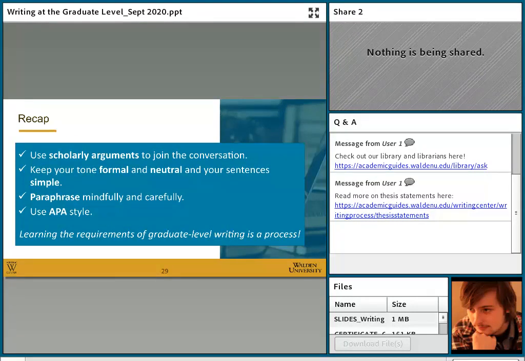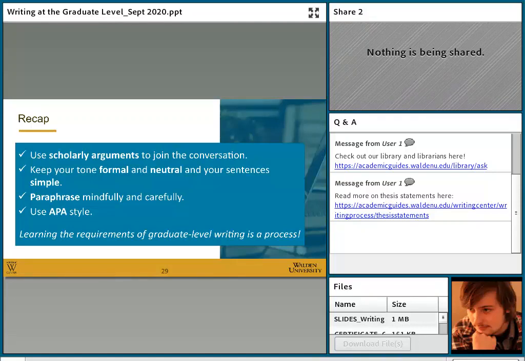To recap then, use scholarly arguments to join a conversation. This is what graduate level writing is all about, right? Use your own voice, take your own stance, and really contribute to the conversation going on around a topic area. I know this can seem daunting, but really it's an opportunity for you to express yourself, which I find exciting, and I hope if you don't, that eventually someday you will.